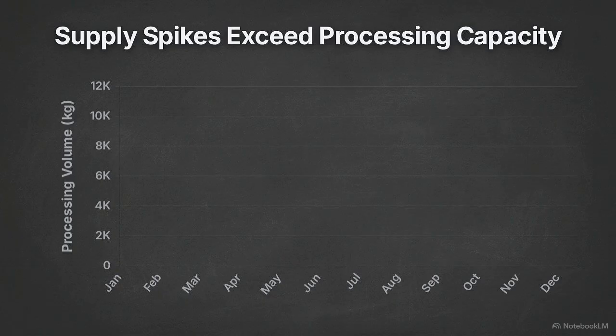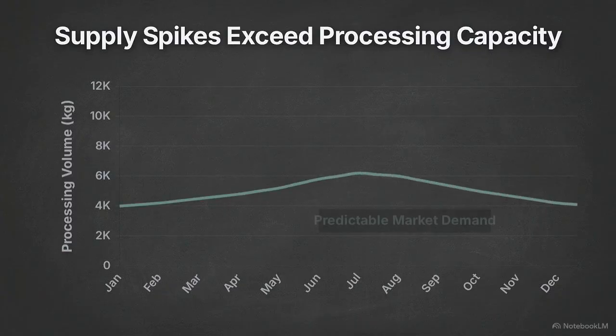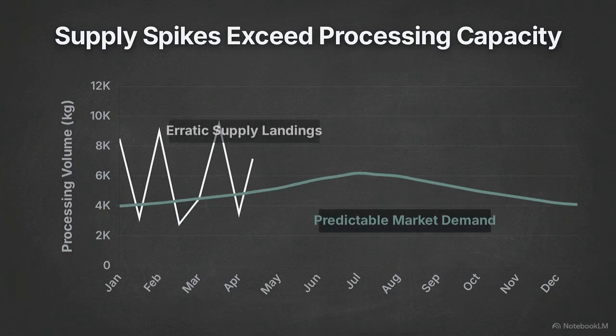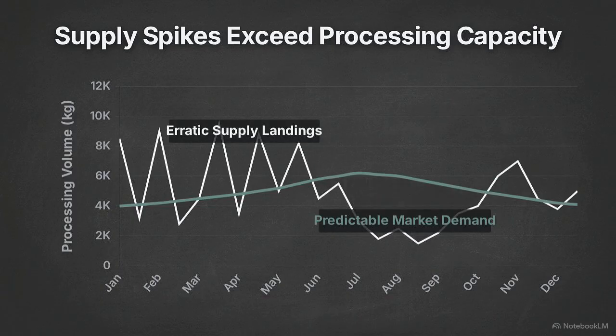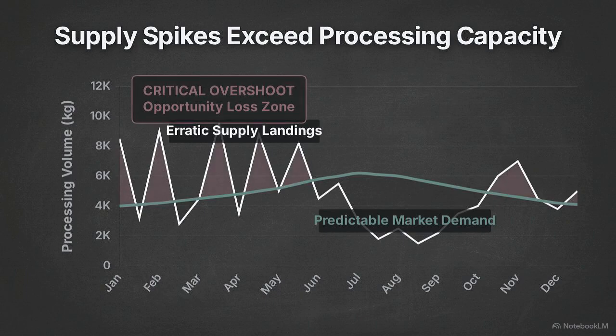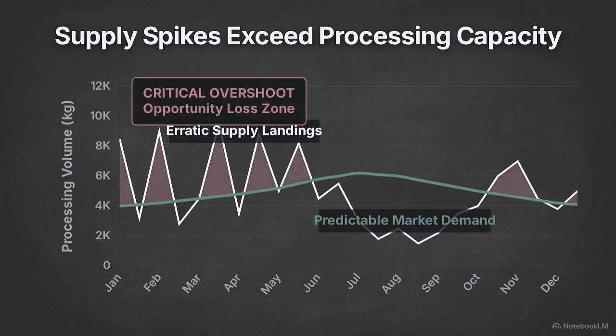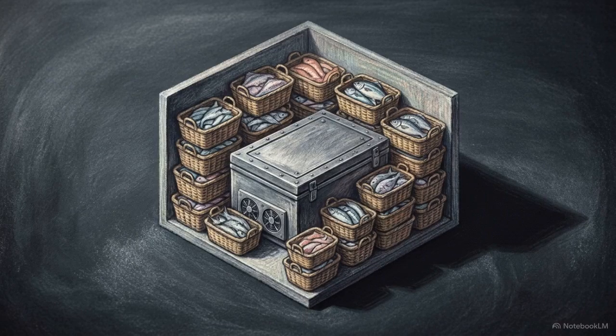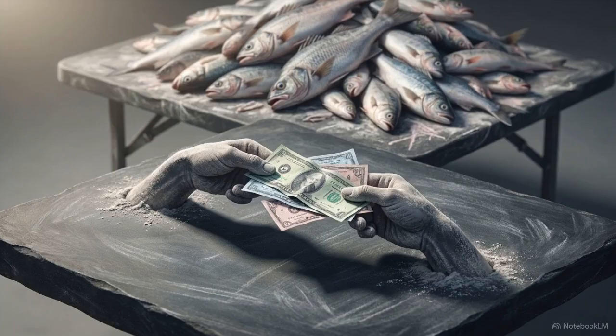This chart plots those erratic daily supply spikes against market demand for processed fish, which follows a smooth, highly predictable seasonal consumption curve. Those severe structural gaps, where the raw material intake vastly overshoots the baseline processing capacity, represent a critical failure point. Because the surplus raw fish cannot be processed and safely stored in time, producers are forced into low-margin distress sales to move the inventory before it spoils.